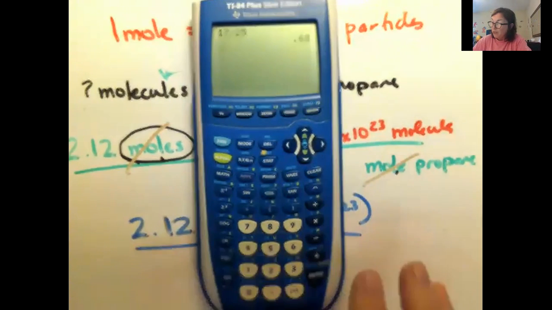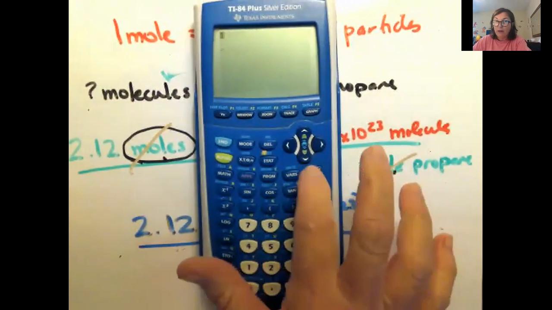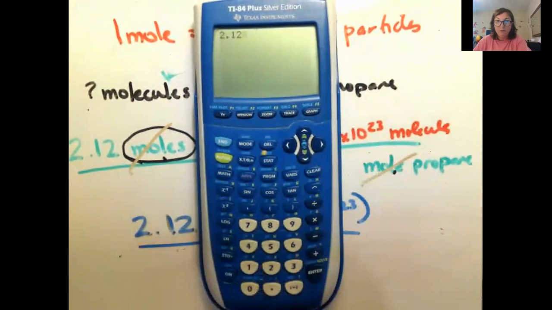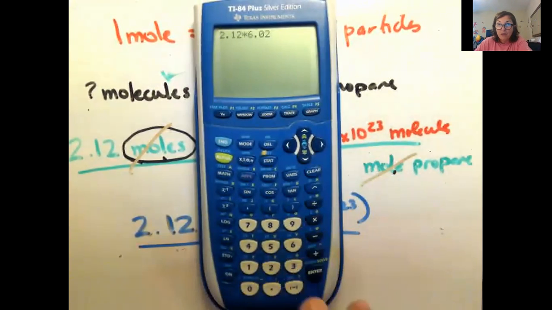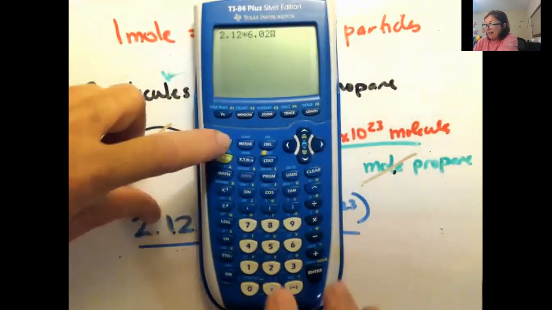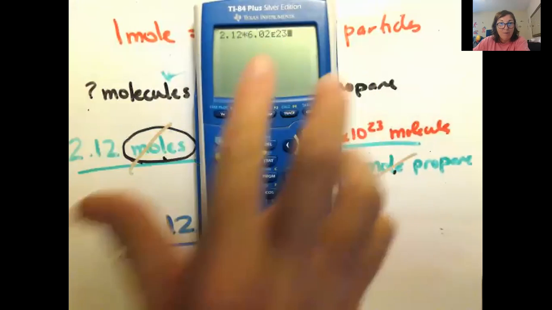Lock into place. There we go. So I take 2.12. Let me clear it all out. 2.12, and I'm going to multiply it by 6.02. What do I do? Second, comma, 23. Look what I have up there.